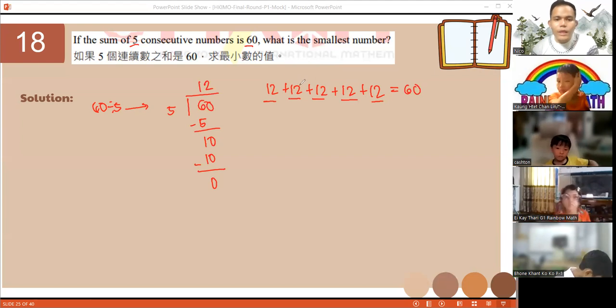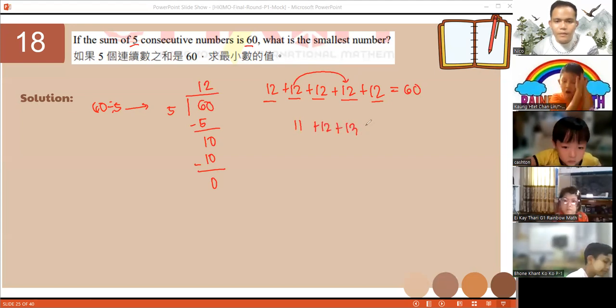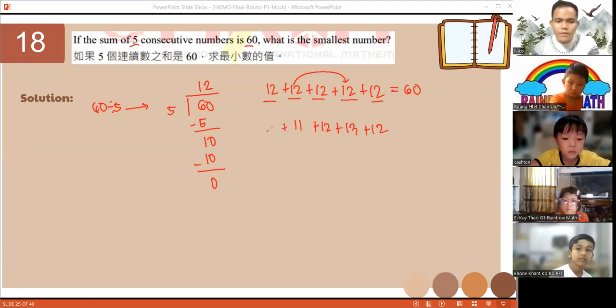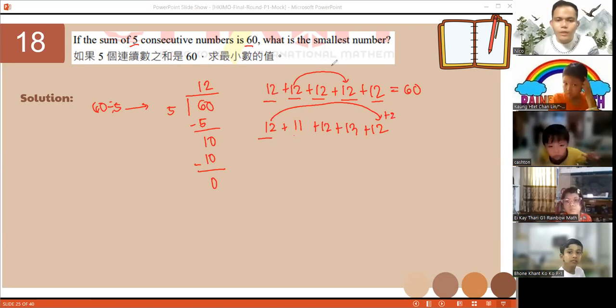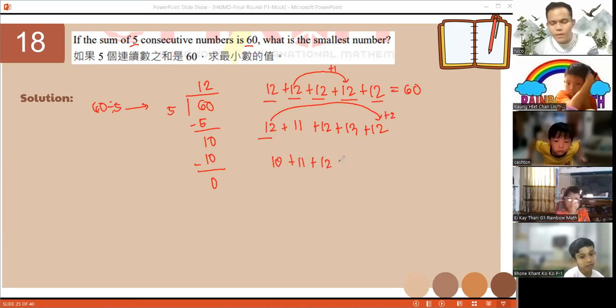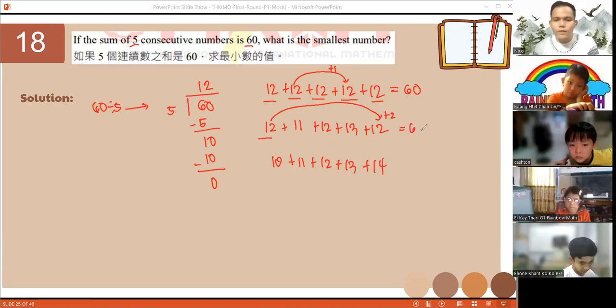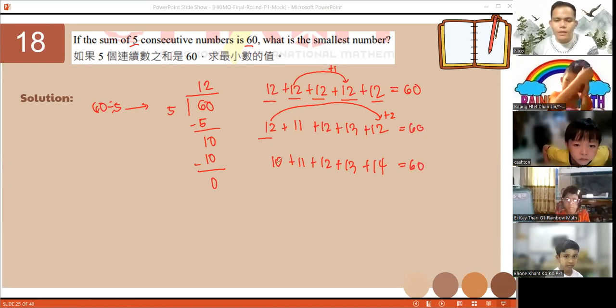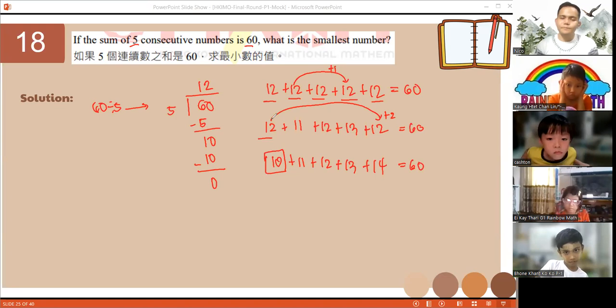Now, we want to know the smallest value, right? So you need to transfer 1 here. This becomes 11 plus 12 plus 13 plus 12 plus 12. And then you transfer 2 here, and this one is just 1. So this becomes 10 plus 11 plus 12 plus 13 plus 14. And that one will still be equal to 60. So the smallest value is 10.